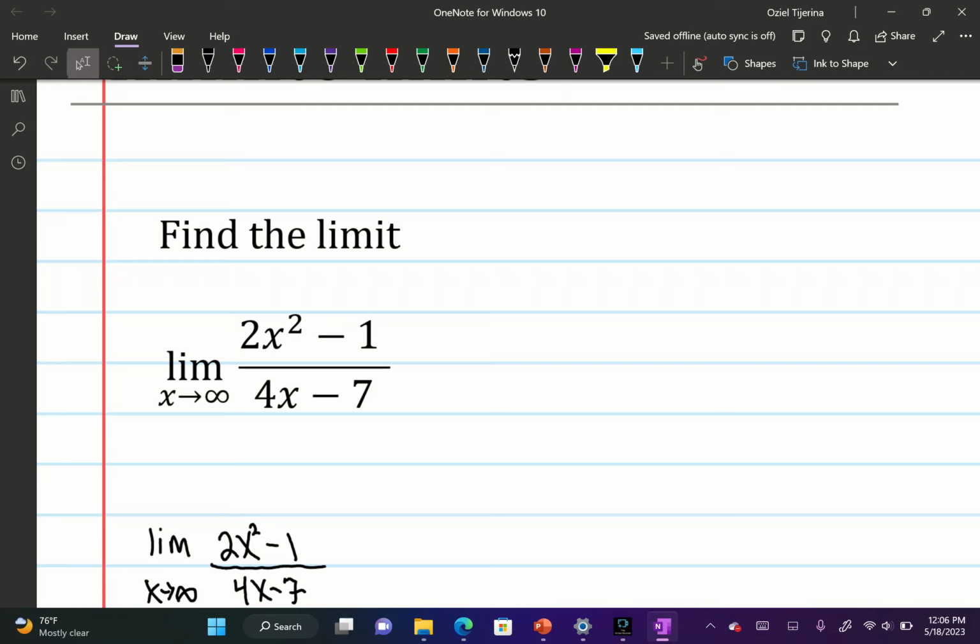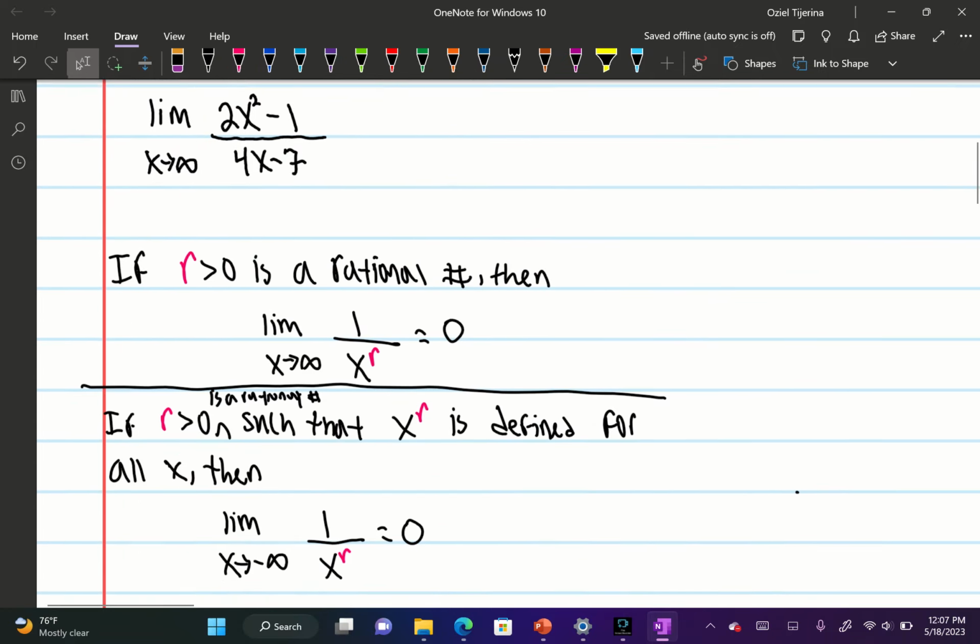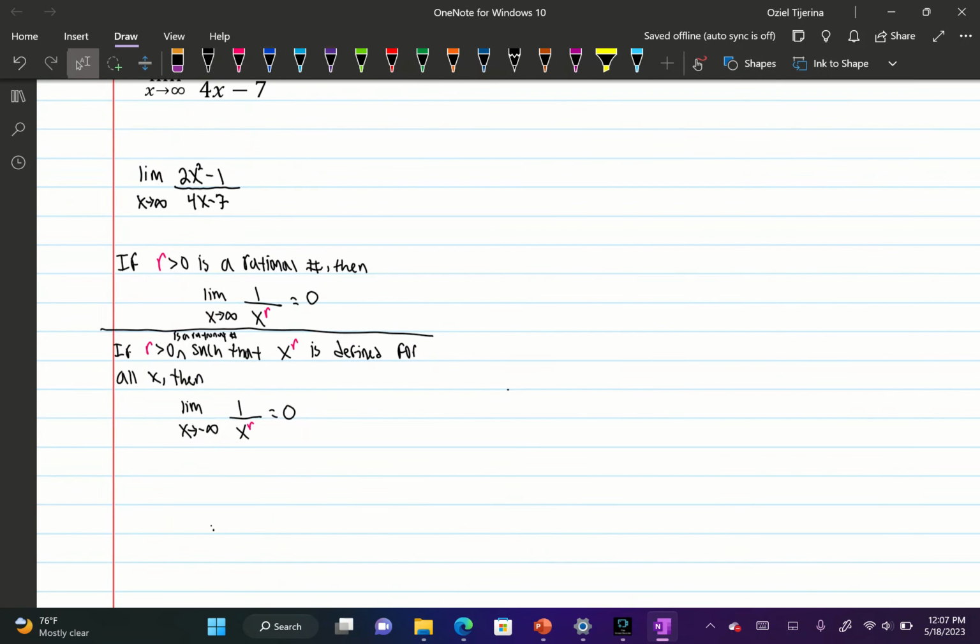But I'm back, and we're going to do this problem, and it's to find the limit. So the limit as x approaches infinity of 2x squared minus 1 over 4x minus 7. Now, I was trying to figure this one out, and I did try to record this before, but I was really confused, until I finally realized how to do this.